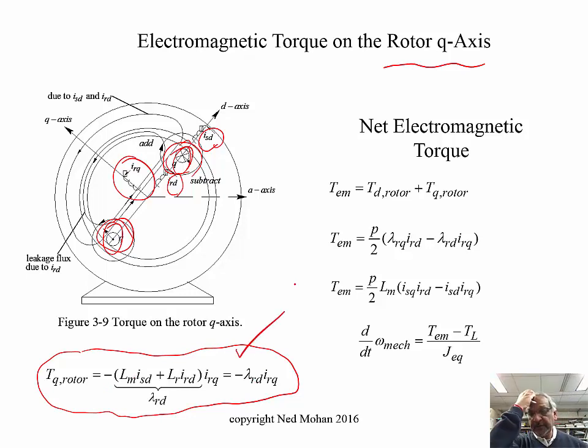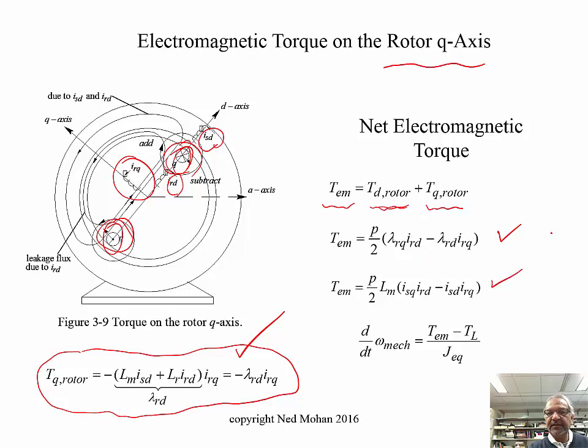So the total torque on the rotor, the system being linear as we have assumed, is the addition or superposition of these two torques. So the total electromagnetic torque in a counterclockwise direction is due to the torque on the d-axis of the rotor and the q-axis of the rotor. And we can plug in those expressions here in terms of flux linkages and currents, and we can change flux linkages to currents.